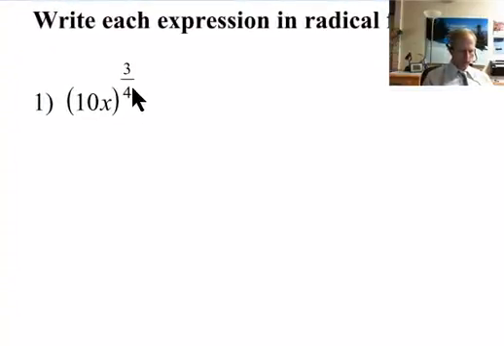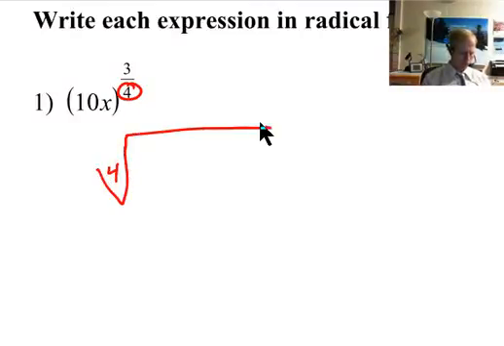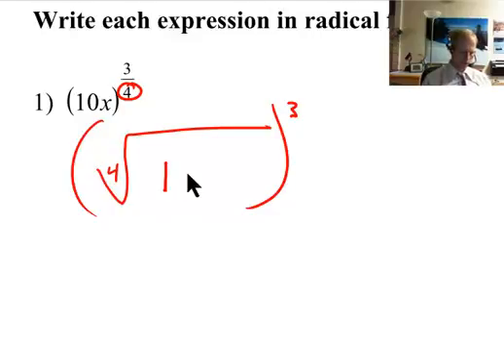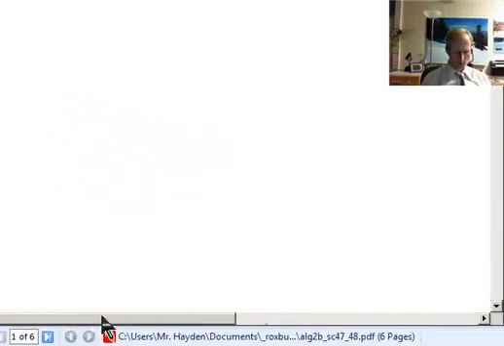When I do this, I take the denominator and that becomes the index of the radical, and the numerator of the exponent becomes the exponent of the radical term. So for this one I'm going to be left with the fourth root of 10x to the third power.